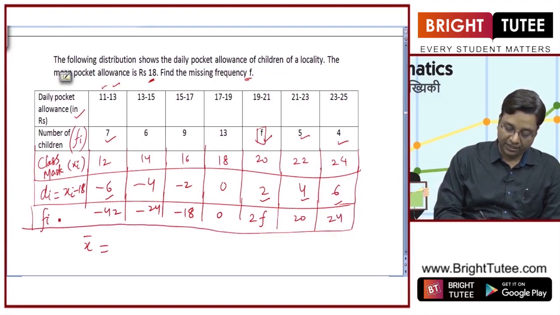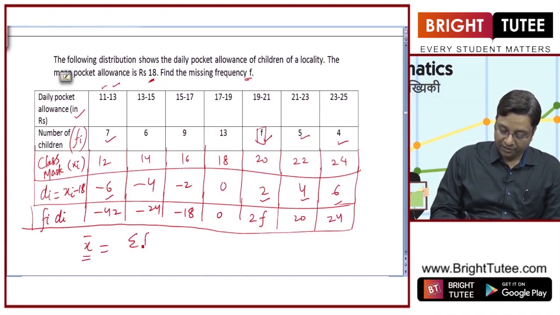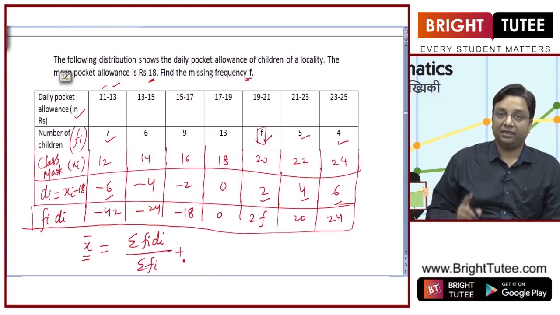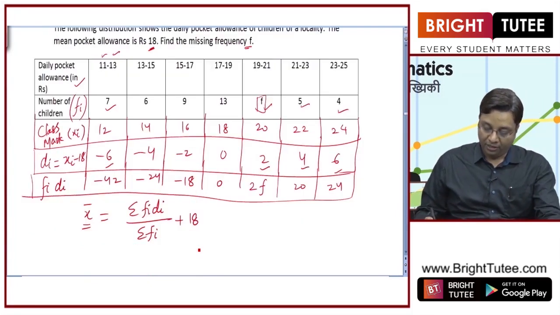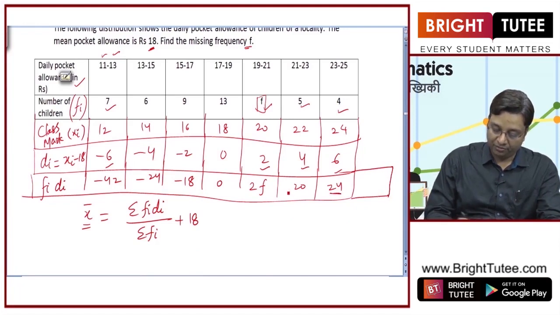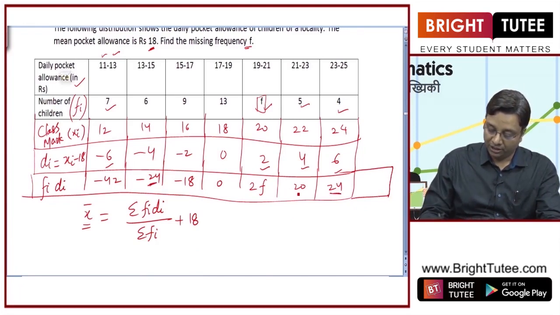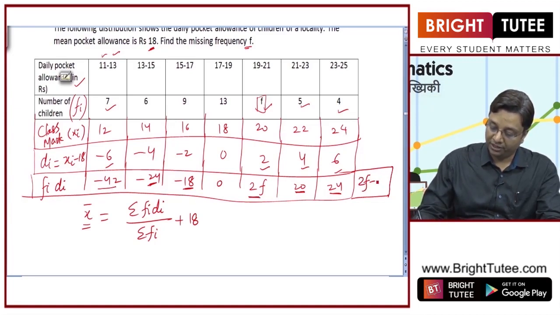So 5 into 4 is 20, 6 into 4 is 24. This is fi di, and x bar is nothing but sigma fi di divided by sigma fi plus a, which in this case is 18. Okay. Now look at sigma fi di. 24 minus 24, so it became 0. 20 minus 18, which will give me 2. 42 is negative, 2 is positive, so minus 40, and this will give me 2f. So 2f minus 40 is my sigma fi di.